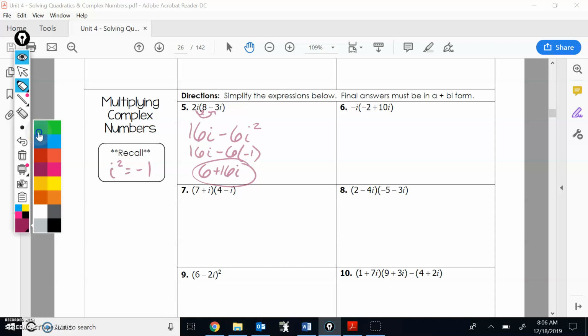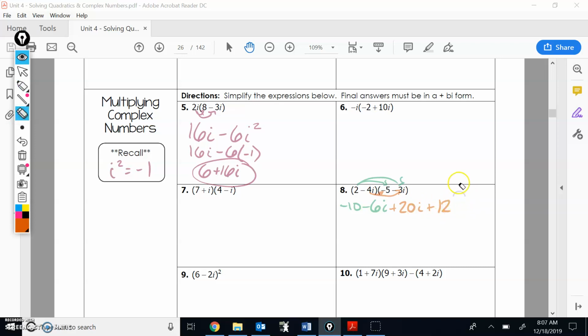Let's do another one, but let's FOIL. So distributing the 2 to the negative 5, we get negative 10. 2 times negative 3i is negative 6i. And then this FOILing here, negative 4i times negative 5 is a positive 20i. And negative 4i times a negative 3i is a positive 12i squared. But again, recall that an i squared is the same thing as saying negative 1.